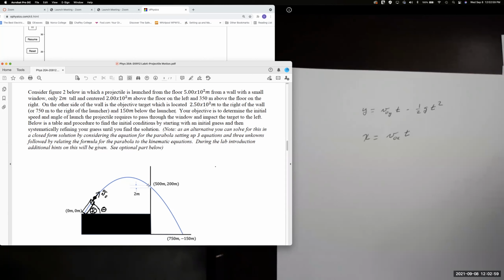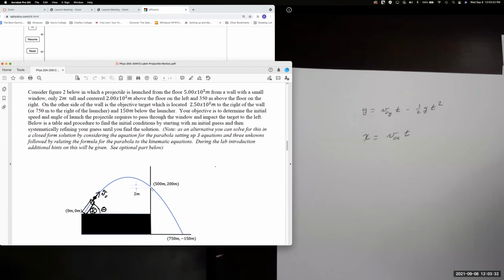It needs to pass through a window that is 500 meters in the horizontal away from the cannon and 200 meters up. So that means at 500 meters away, my projectile needs to be between 199 meters and 201 meters to pass through this window. Everybody understand that?